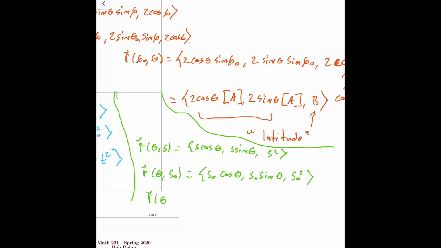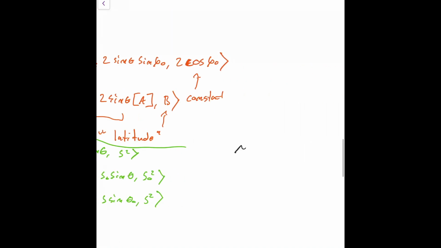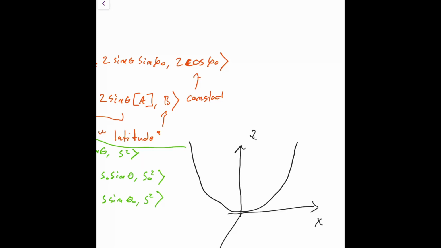Then if we look at r of theta naught, s, this would be now (s cosine theta naught, s sine theta naught, s squared). Theta is going to be fixed, so these are going to be curves that just follow the paraboloid from the origin up. And again, let me see if I can try to draw this. So this is x, this is y, this is z. A very bad sketch of the paraboloid would be something like this.